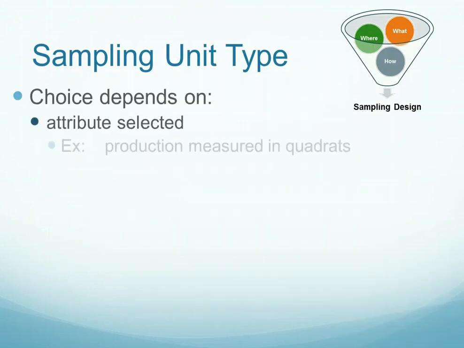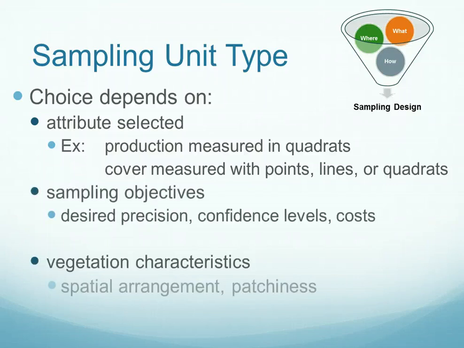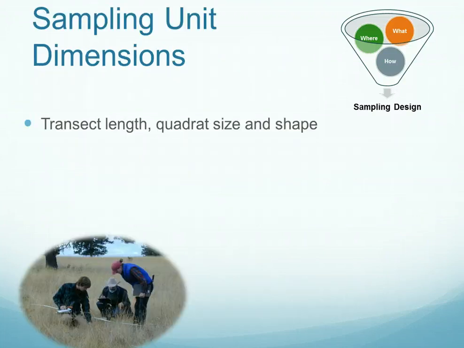Our choice of unit is closely determined by the attribute. Some attributes, such as production, can only be measured using one type of sample unit, such as a quadrat. Cover, on the other hand, can be measured with points, lines, or quadrats. And again, the sampling objectives and vegetation characteristics, such as the amount of patchiness, heterogeneity, and also variation in plant size, can determine the kind of sampling unit that we use.